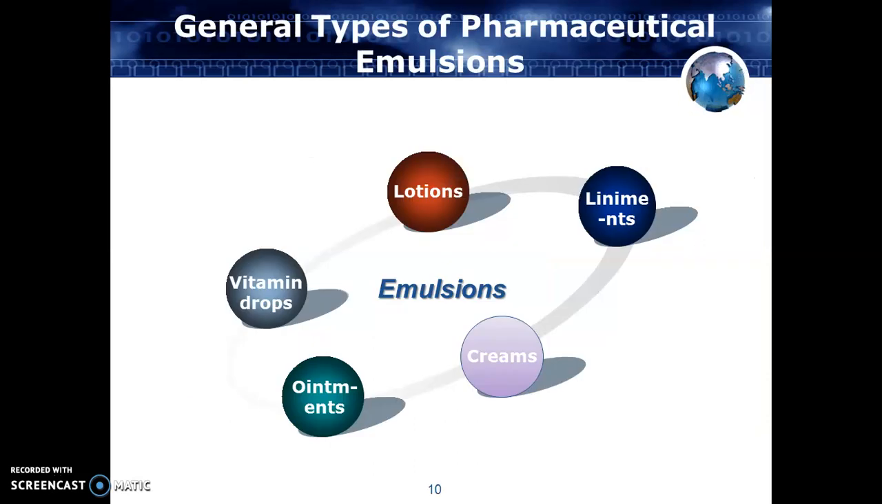Now, general types of pharmaceutical emulsions. We can formulate emulsions into different types of dosage form like ointment, cream, liniments, lotions and vitamin drops. So, from that we can observe why emulsion formulation is very important.